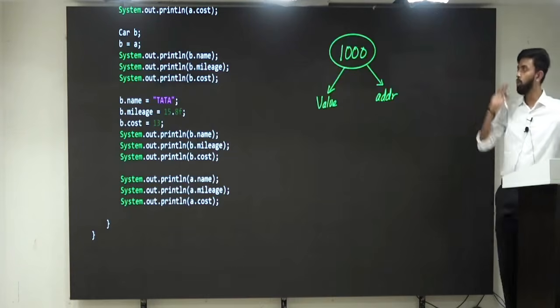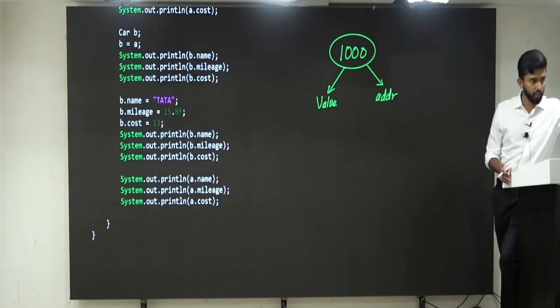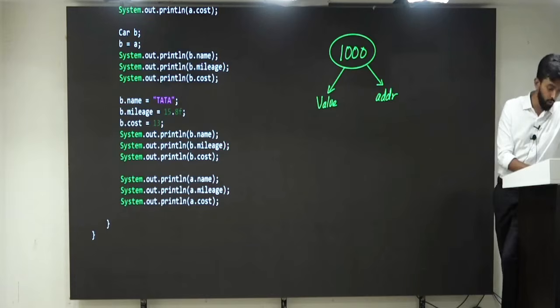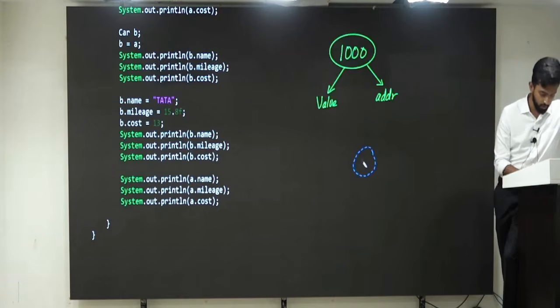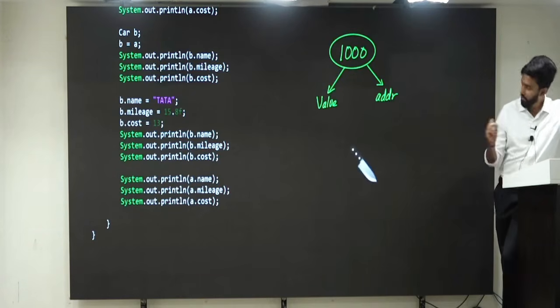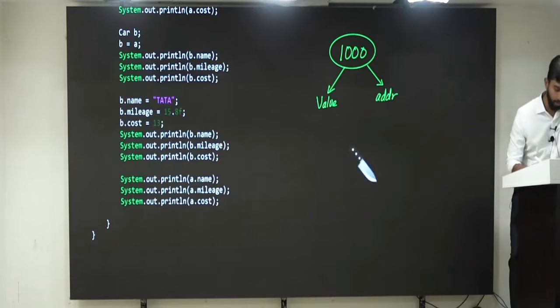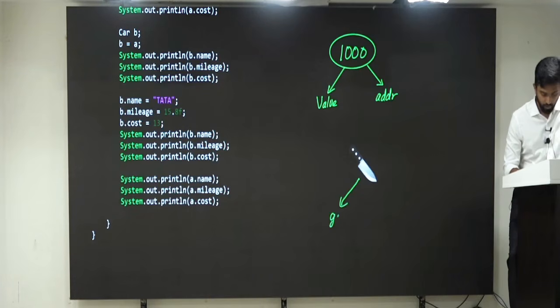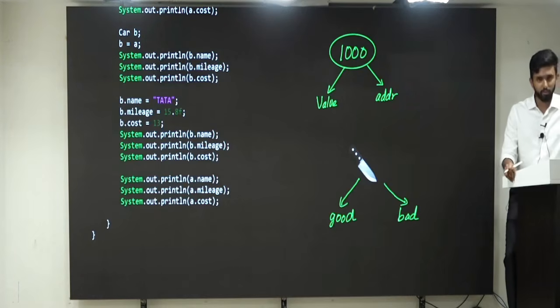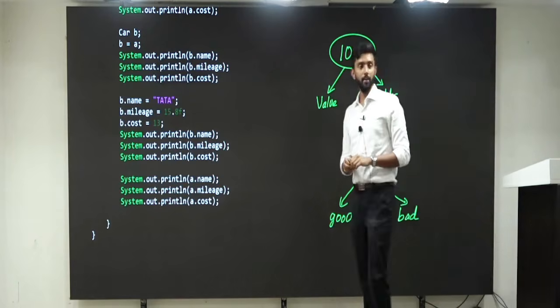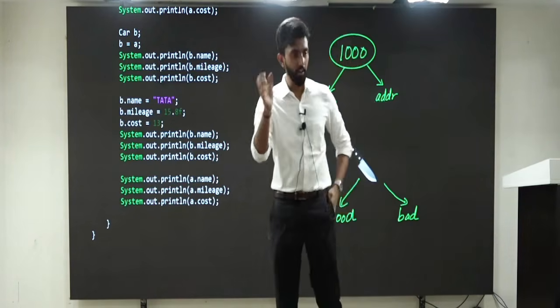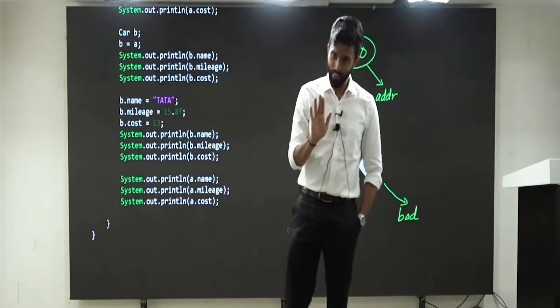I asked 1000. Is it value or address? Okay, there is a confusion. So let me ask it in a different way. Okay, friends, tell me this. What is this? I hope everybody has seen this in your life. Knife. Very good. Now I am asking, knife. Is it good? Is it bad? Both. See, whether a knife is good or bad depends upon who is holding it, correct? Yes or no?